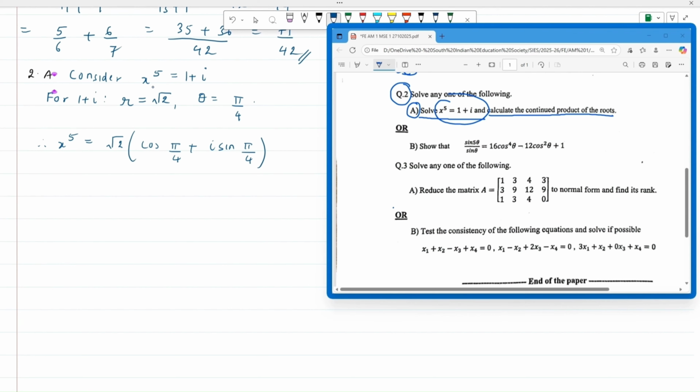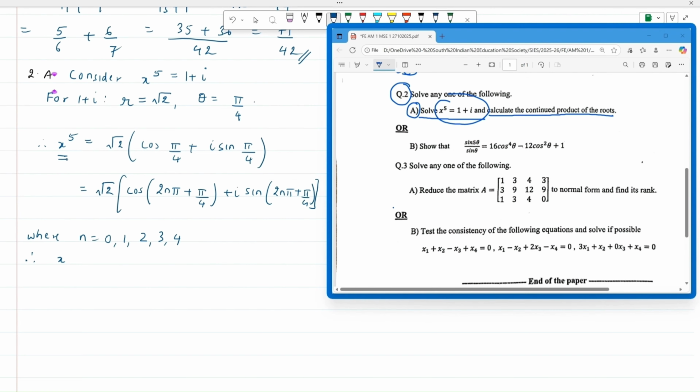Further, since we are looking to solve this equation, what we are going to do is a default step, and that default step is adding 2n pi in the argument of your trigonometric ratios. So I have cos of 2n pi plus pi by 4 plus i times sine of 2n pi plus pi by 4. And of course you have to specify what n is, where n takes the values 0, 1, 2, 3 and 4.